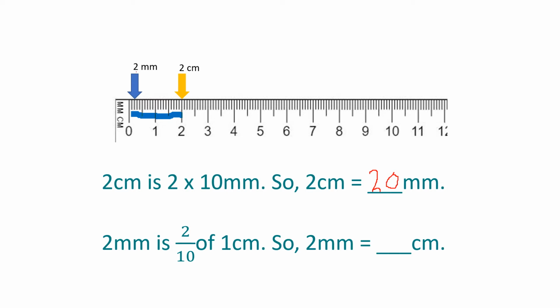2 millimetres is 2/10 of 1 centimetre. If this is 1 centimetre here, 2 millimetres is here, it is 2 of the tenths of 1 centimetre. So 2 millimetres in decimals is equivalent to 0.2 centimetres because 0.2 is the same as saying 2/10 as a fraction.